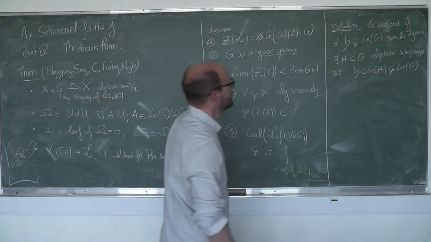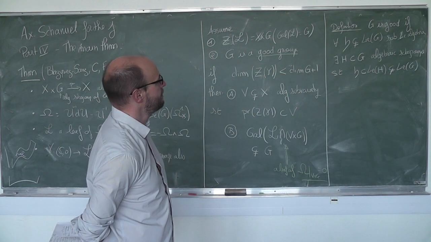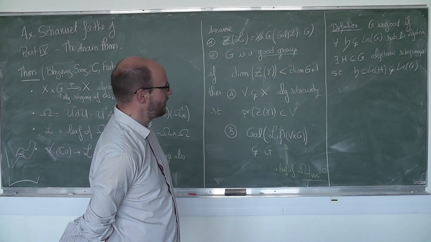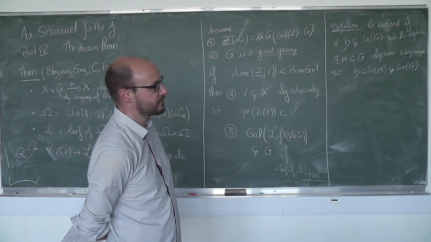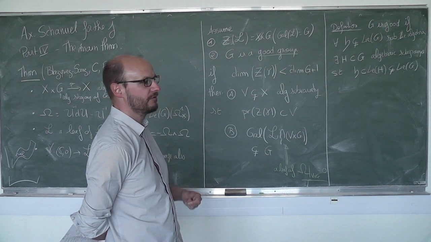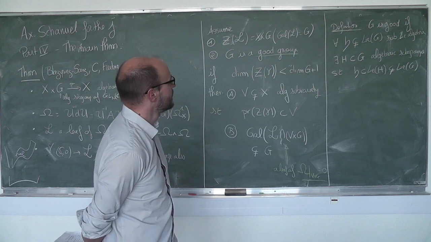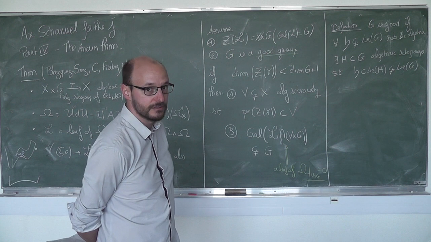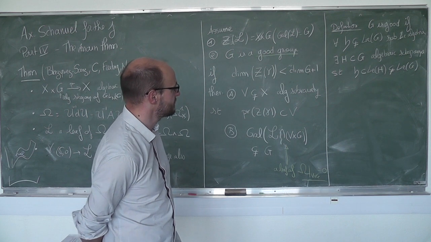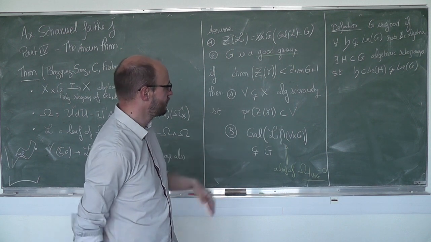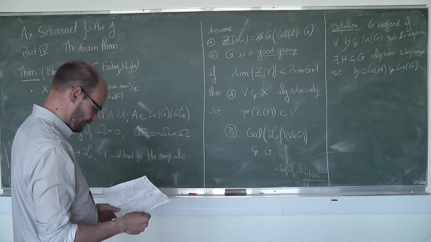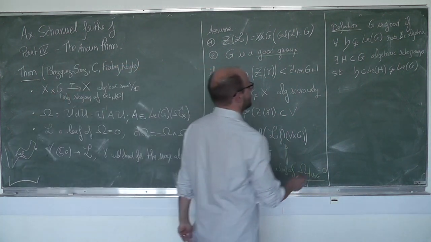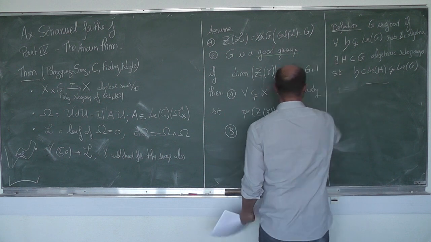So, meaning that the non-algebraic Lie algebras, so Lie algebras that are not Lie algebras of algebraic groups, are not Zariski dense in the group. Okay, this is the definition of good group.